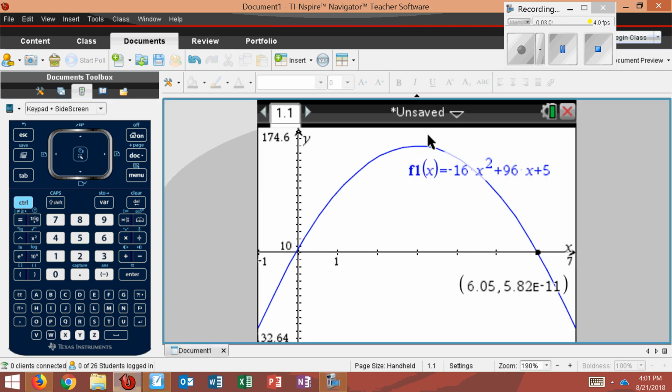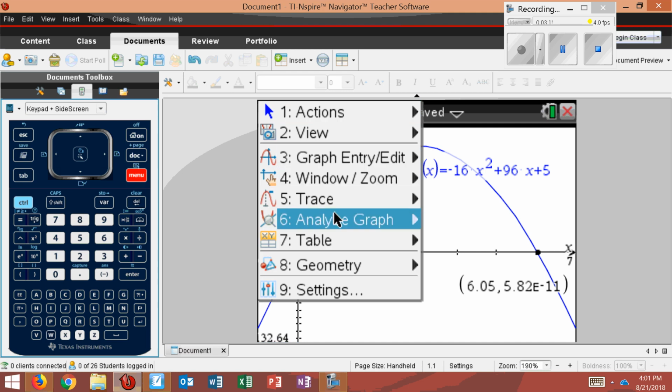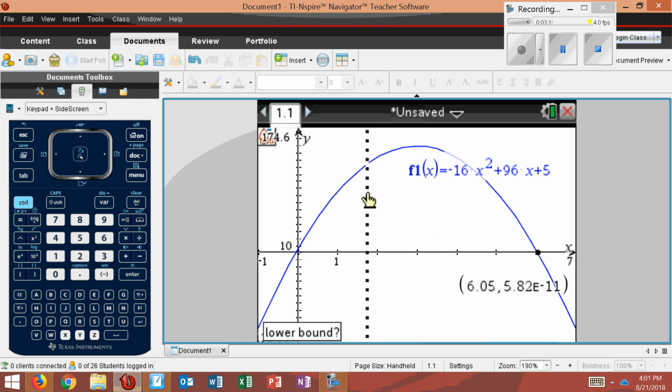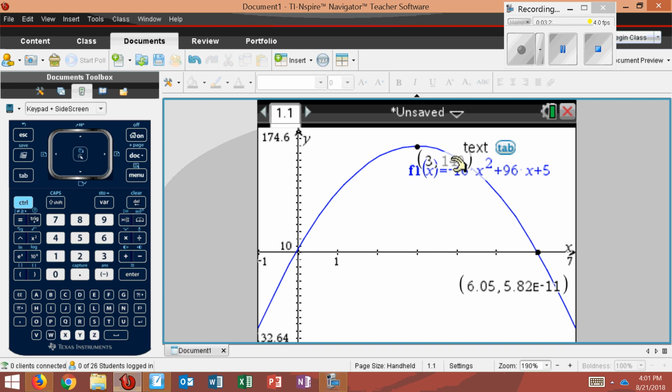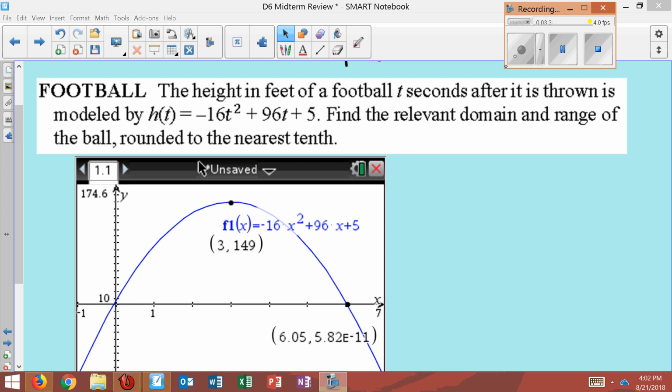And we're going to need to know the highest point. So I'm going to go Menu, Analyze Graph, and I'm going to look for the maximum here. And it looks like it's 149 feet. So now we come back over here. And now that we know the picture, let me actually take a picture and move it over. I now have this picture, and we can look at it.